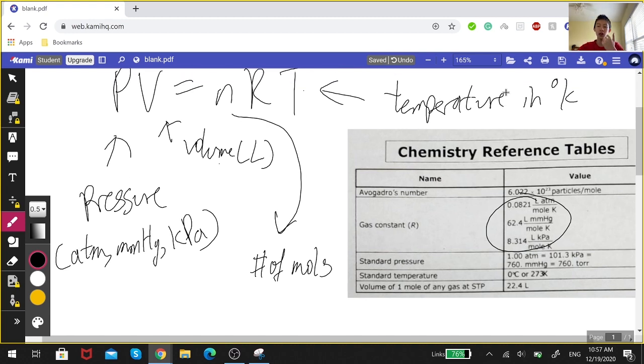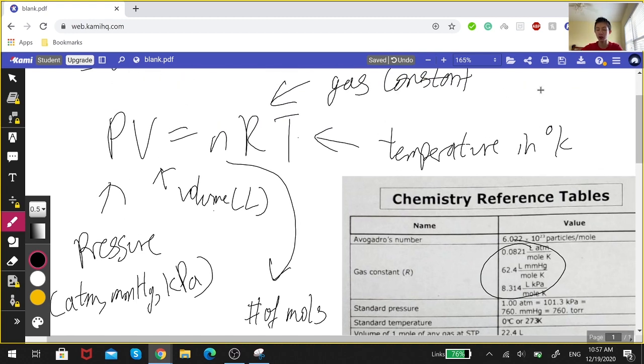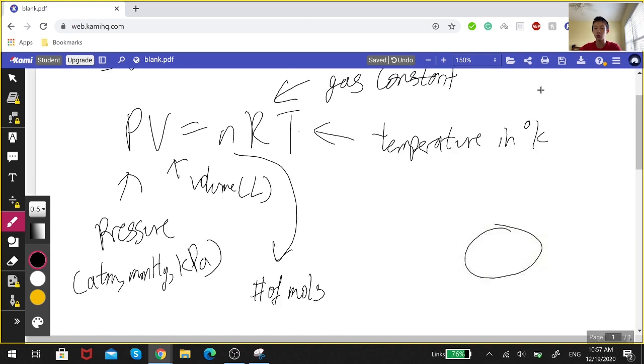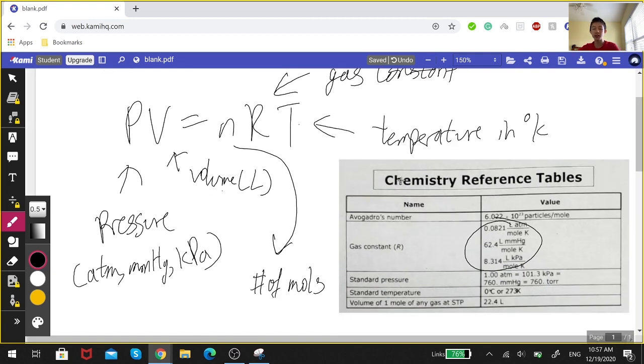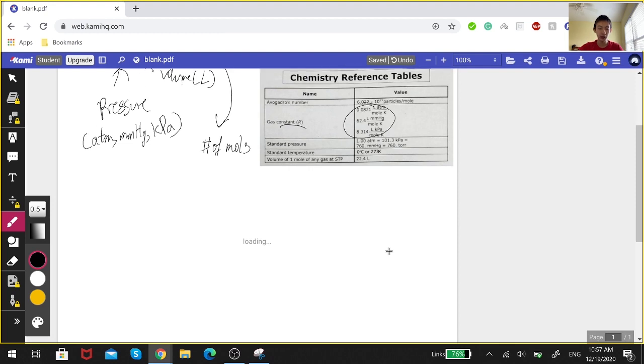And now if you're not given something in atm, mmHg, or kPa, you're going to have to convert it into either one of your choice. I usually like to convert it to atm, but you can use whatever you want and just make sure that your gas constant is consistent with the pressure that you're using. Alright, let's do some examples.